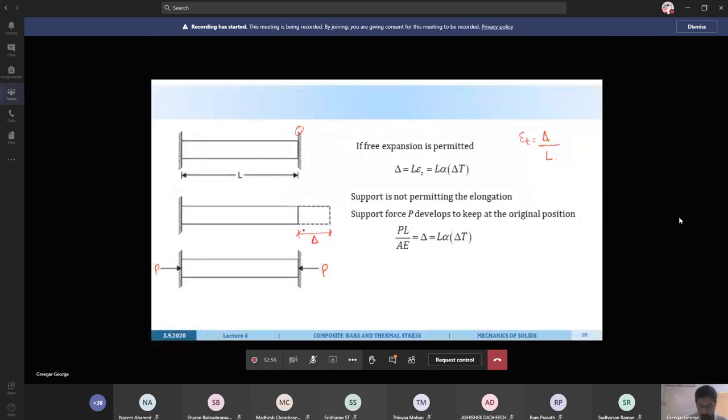So we know that this is an example of an axially loaded bar. If P is the load acting there, L is the length, A is the cross-sectional area, and E is the modulus of elasticity, then PL by AE is the expression for the deflection, and we equate that deflection to the deflection which occurs due to the thermal expansion. From this, P is nothing but AE alpha delta T, and the expression for stress will be P by A, which is nothing but E alpha delta T. Okay.